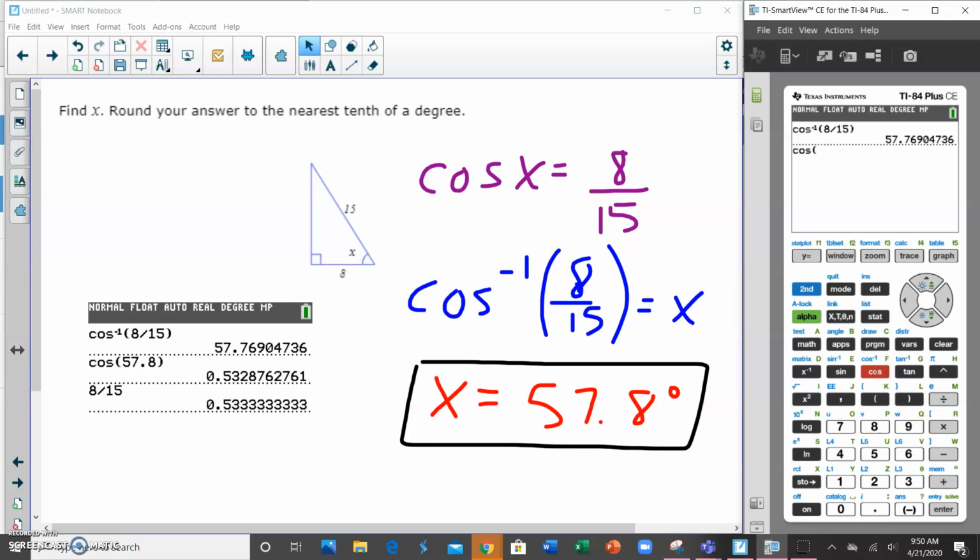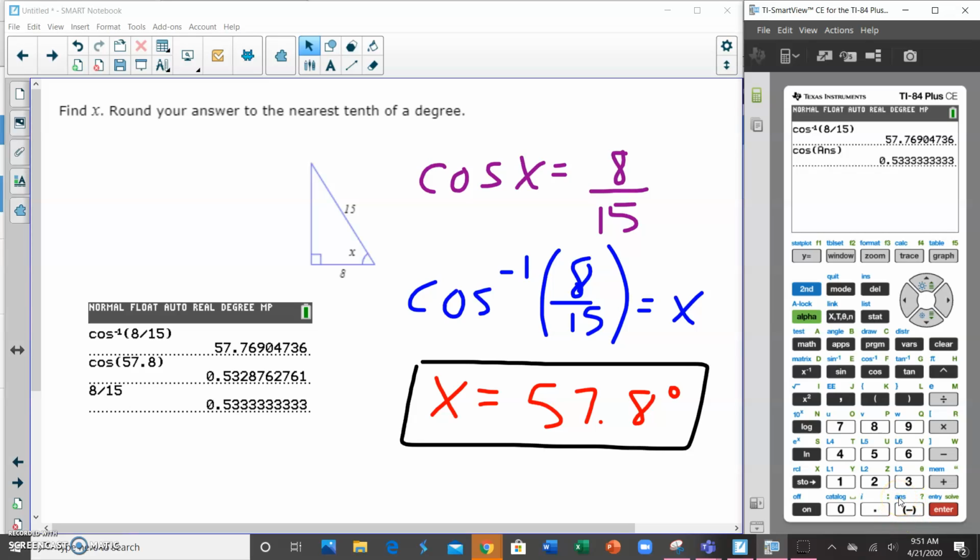The ANS button is above the negative sign. So if I hit second and then go down here to my negative button, which is ANS, and put in my parentheses and hit that, that is the cosine of the answer above. If you can see my pointer here, I'm moving it. Above the negative sign is ANS.